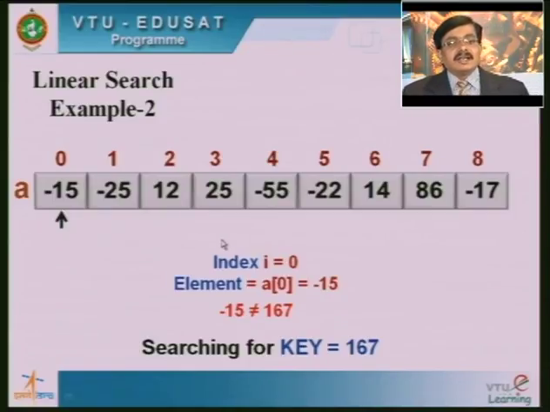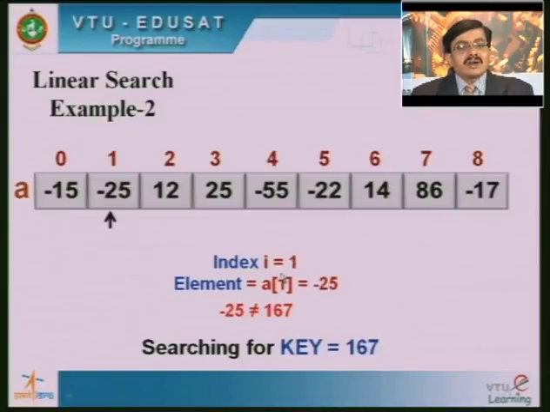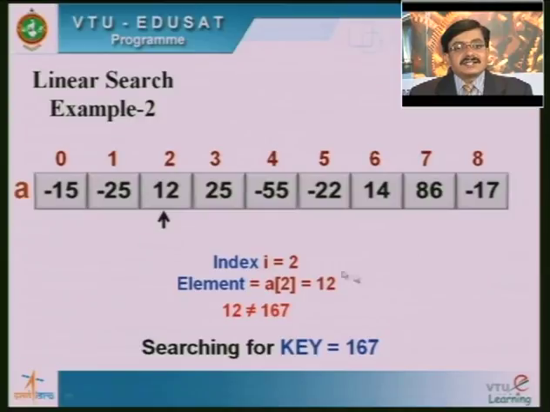Now if you see here, when i is equal to 0, a of 0 is minus 15. Minus 15 is not equal to 167. So then we go for the next element. Now i becomes 1, and a of 1 is minus 25. It is not equal to 167. Again I go for the next iteration, and in the next iteration i becomes 2, and a of 2 is 12, and 12 is again not equal to 167. So I take the decision of going for the next iteration in the loop.